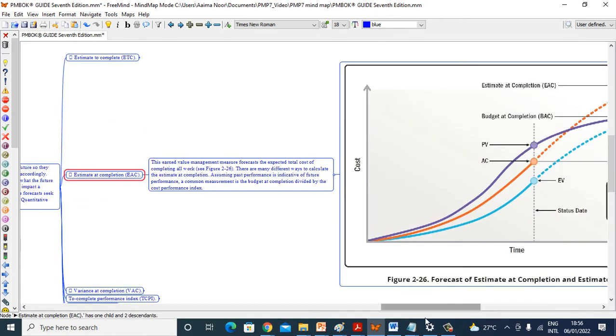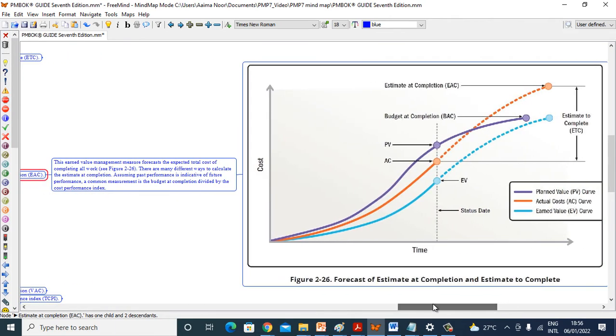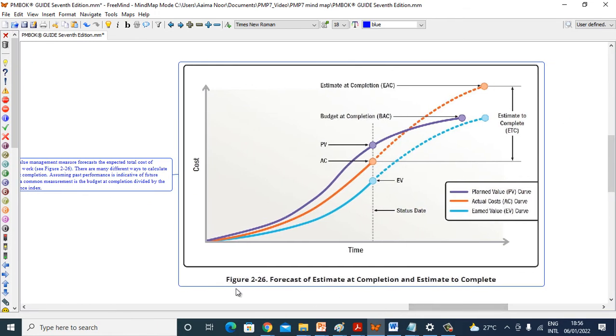Estimate at completion. This earned value management measure forecasts the expected total cost of completing all work, see figure 2-26. There are many different ways to calculate the estimate at completion, assuming past performance is indicative of future performance. A common measurement is the budget at completion divided by the cost performance index. Figure 2-26: forecast of estimate at completion and estimate to complete.